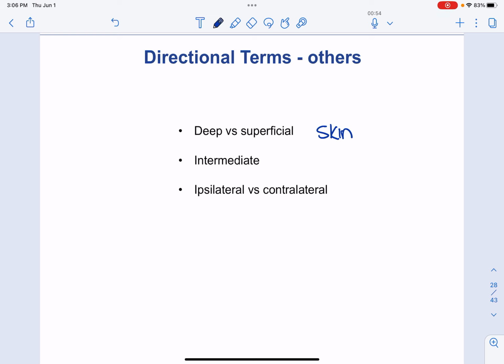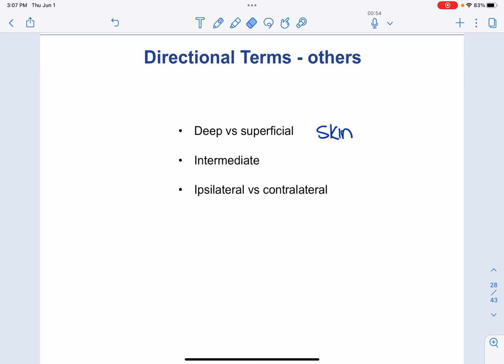We can also talk about something being intermediate. Something intermediate would be, the elbow is intermediate of your shoulder and your hand. So you can use intermediate as well.